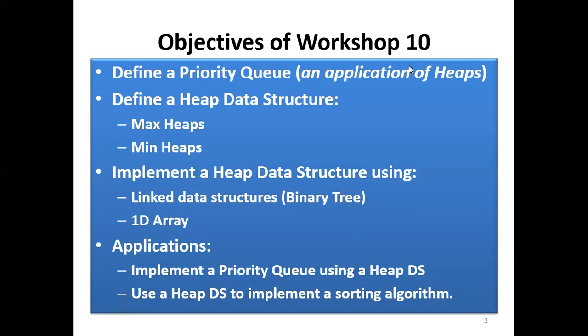At the completion of this lecture, we expect to cover what a priority queue is. Also, we'll define what a heap data structure is. Under that, we're going to look at max heaps and min heaps. We will go further to look at implementing a heap data structure using linked data structure and one-dimensional array. And lastly, we will look at some areas where heap data structures could be applied.